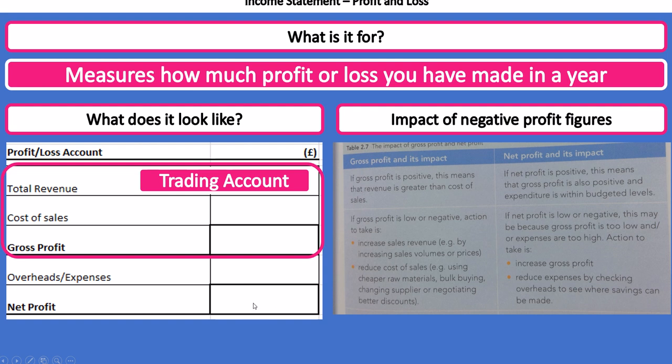Well, the easiest thing to remember, even if you're not given a table, is to just picture the table in your head and think about it. If gross profit is negative, I need to change these two things: I need to make more revenue, or I need to reduce my cost of sales. If net profit is negative, I need to increase my gross profit or reduce my expenses. It's that simple.